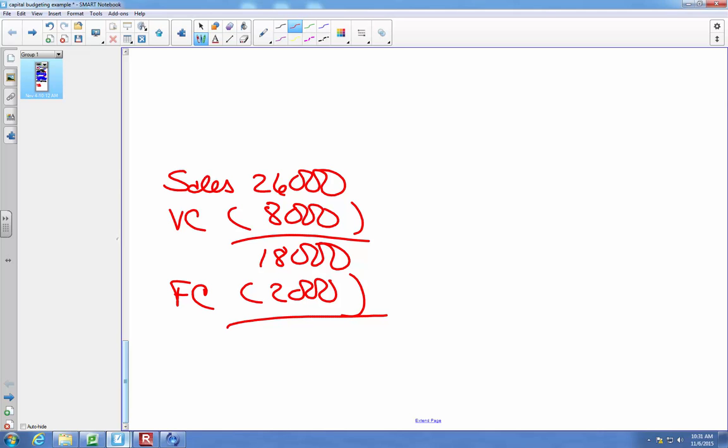So 16 grand is correct. You need to figure out if you think that's an inflow or outflow. You need to figure out if it's an annuity or a lump sum. And you need to multiply it by the factor. Let me just finish talking and then I'll let you work.